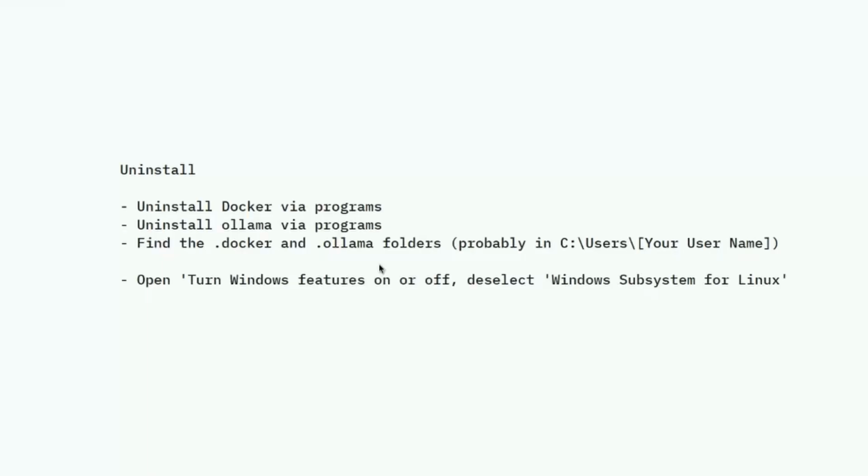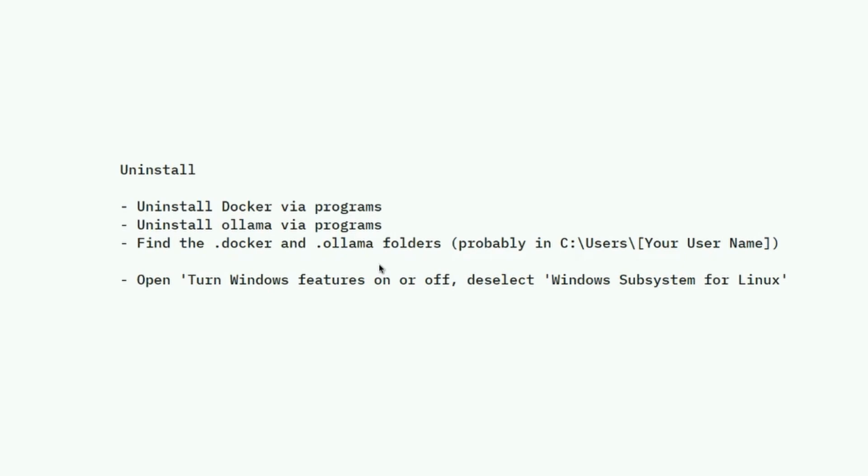Now, finally, what if you want to uninstall everything I've shown you to install to make this work? That's not a problem either. So on Windows, you just go to the programs, uninstall. You can search for that down in the search bar. So you uninstall Docker via the programs, you uninstall Ollama. Then you find the .docker and the .ollama folders. These are probably in your C drive users under your username. That's the default place where it's going to install. Just delete both of those folders.